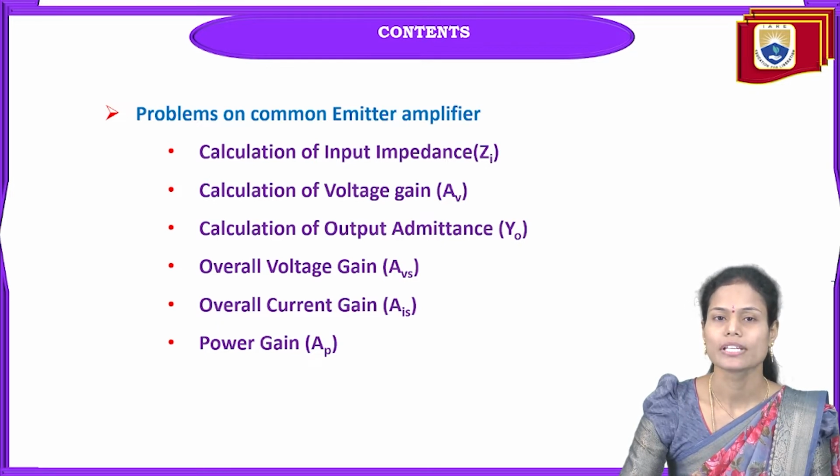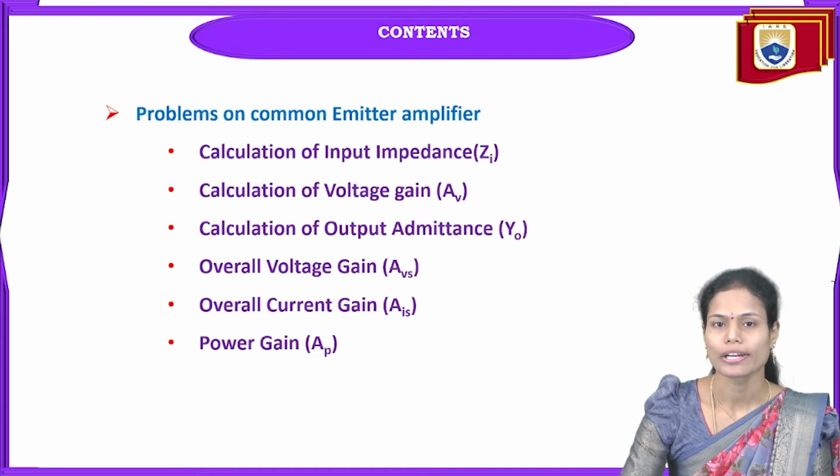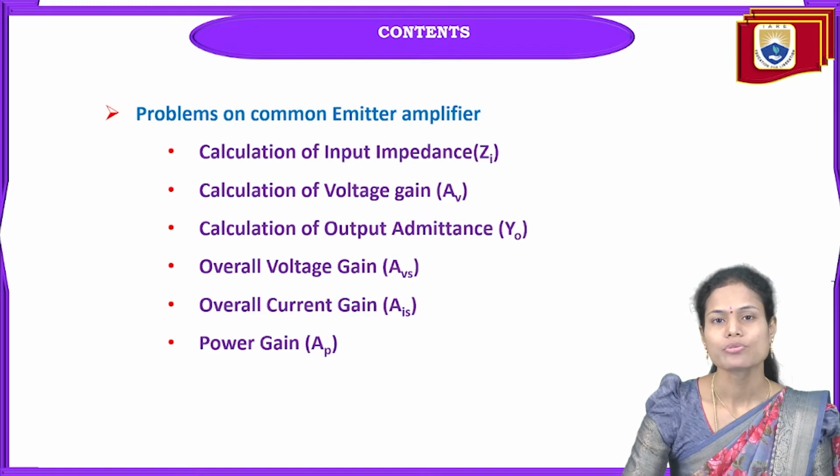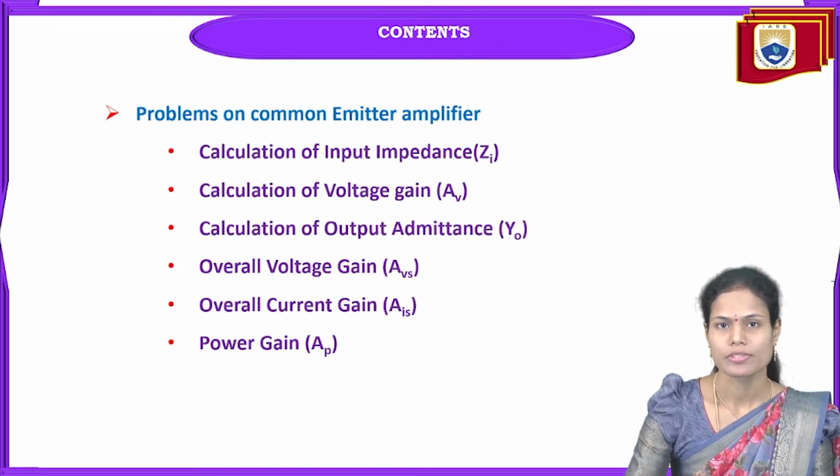First is the calculation of the input impedance, next the calculation of the voltage gain, and how to calculate the output admittance of the amplifier, and the overall voltage gain including the source resistance, and the overall current gain including the source resistance, and the overall power gain, how much that particular common emitter amplifier is able to provide. These are the parameters we are going to calculate in the coming problems.